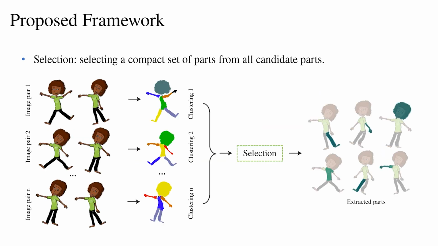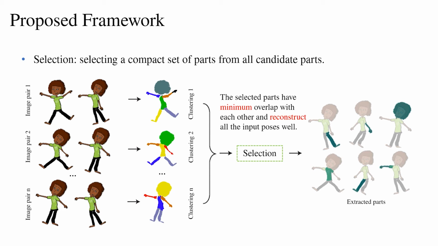After the first stage, we gather candidate parts from all pairs of poses. We then apply the selection procedure to pick a compact subset of parts to represent the target puppet. The selected parts are required to have minimal overlap with each other and also to reconstruct all the input poses as well as possible.